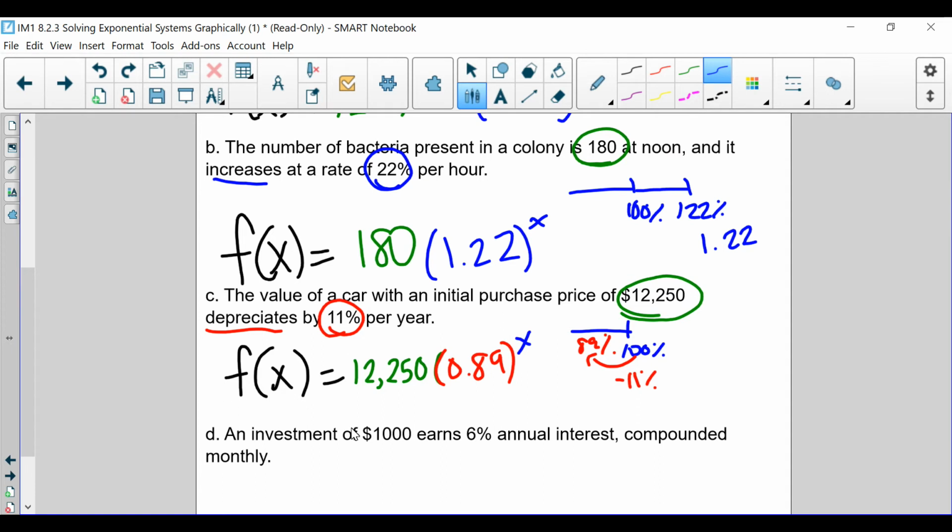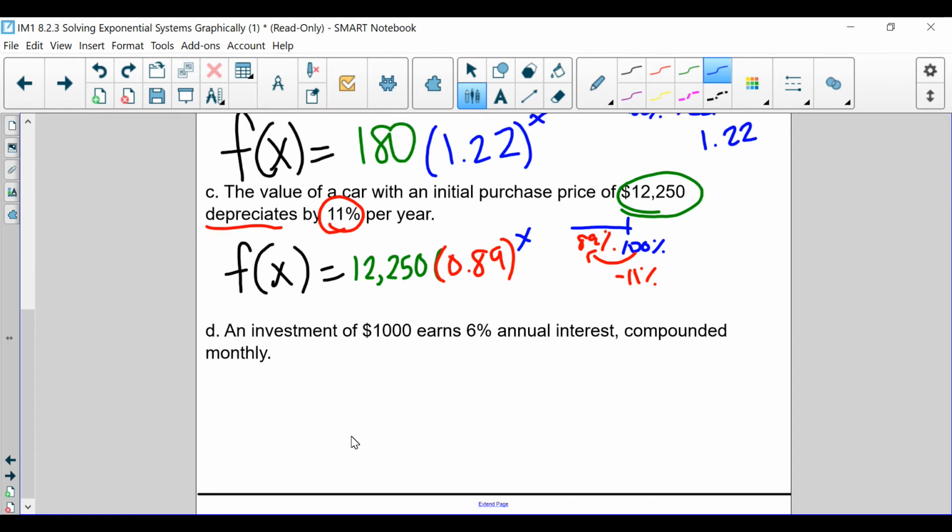Okay, again, one last one here. It says an investment is worth 1,000 and it earns 6% annual interest. Ooh, there's a lot of vocabulary here. 1,000 is what it's worth right now. So I'm going to write f of x is equal to, the initial starting point was 1,000. So let's write that. It was worth 1,000.